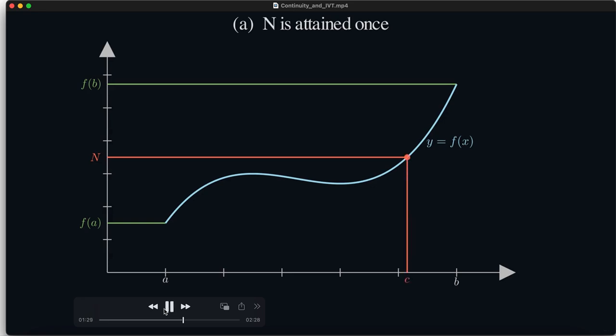Here's another example. Let's go back a little bit here. Again, the theorem guarantees that there's a c such that f of c is n, and so there's that c right there. F of c is n. Now here's another example.